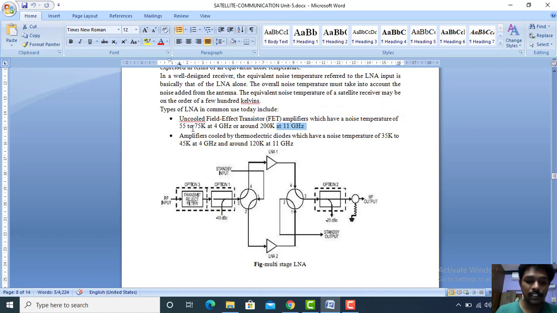Sorry, there is a small error: that is 55 to 75 Kelvin in the 4 GHz range and 200 Kelvin in the 11 GHz range. So the operating signals near the 4 GHz range will make the amplifier have a noise temperature at the margin of 55 to 75, which makes for relevant operation of the signal. If it is in the 11 GHz range, it will show you 200 Kelvins. That is the thing which we have here.